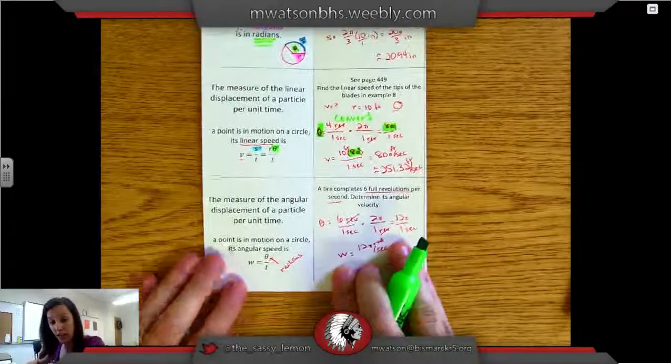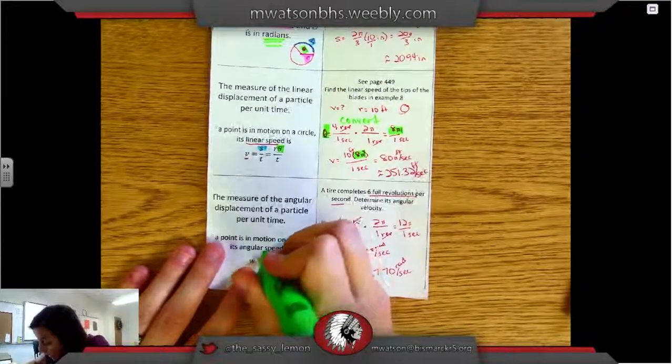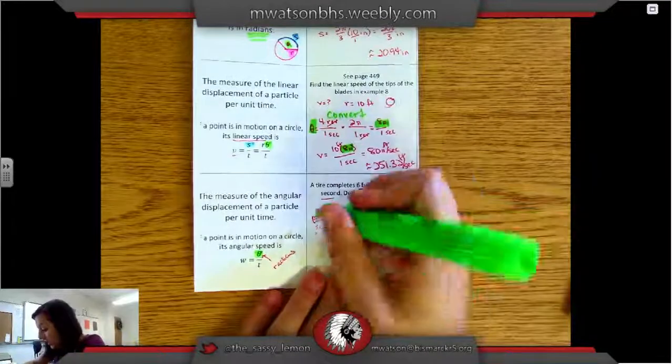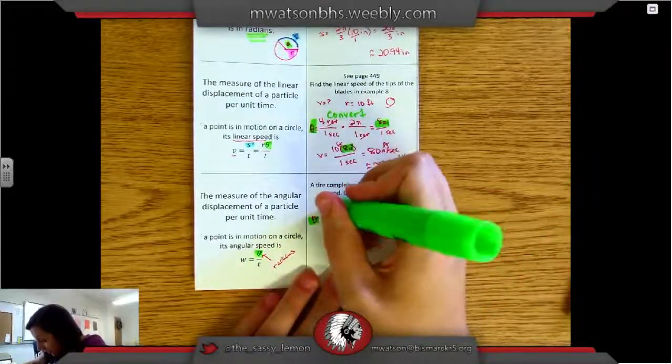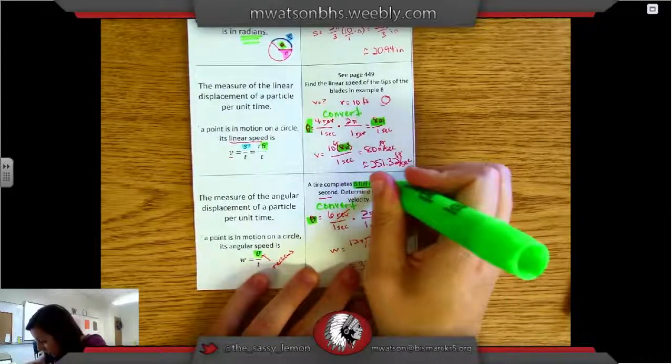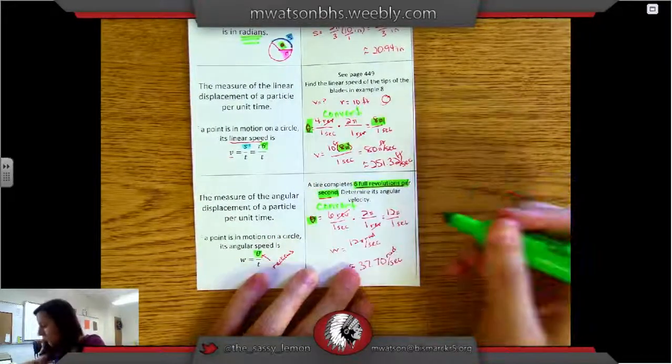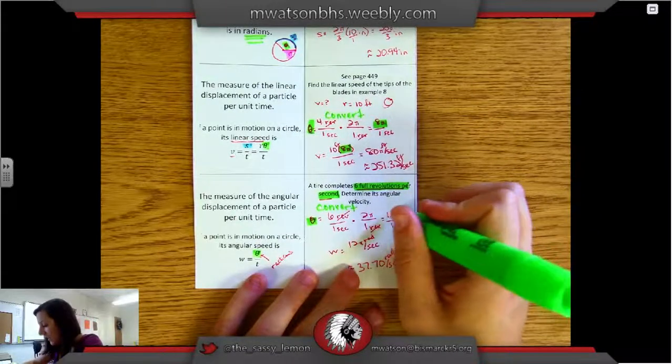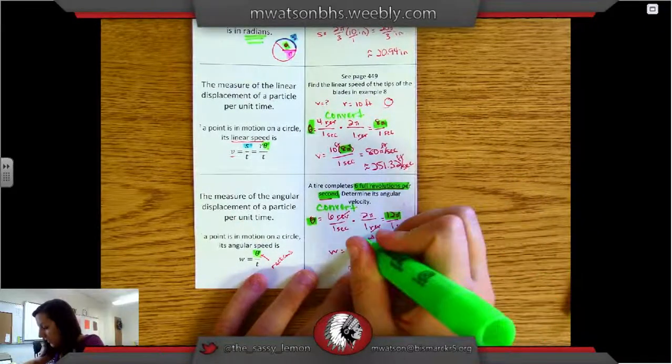Also, in the angular velocity formula, theta shows up again. And again, we converted over here. You can see that this is what we converted in the problem. And this is what we ended up with and plugged into our formula.